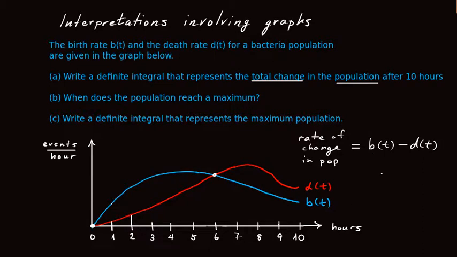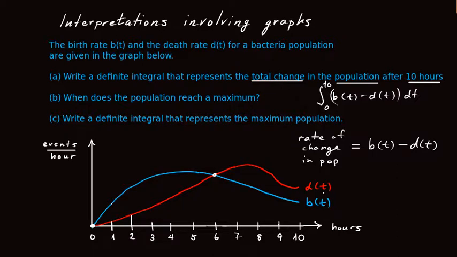And so we want to integrate that function, b of t minus d of t, over the 10 hours, because that's what we're told to do. And this represents the total change. Okay, so that's the answer to A. The second question is, when does the population reach a maximum? Now this has nothing to do with the definite integral. This is a problem that comes back from finding maxima for functions.